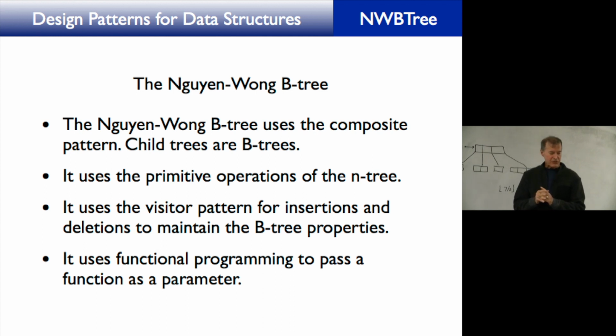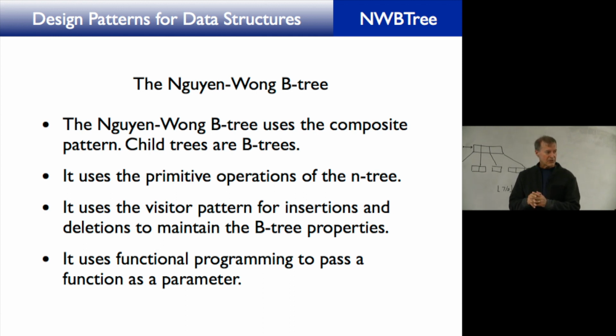And it uses the visitor pattern for insertions and deletions to maintain the B tree properties. And it uses functional programming to pass a function as a parameter. So the Nguyen-Wong B-tree is a specific implementation of a general B-tree, and you'll find in the literature and in practice, most B-trees are implemented just with raw pointers, okay, or in a disk application, it's more complicated than that.